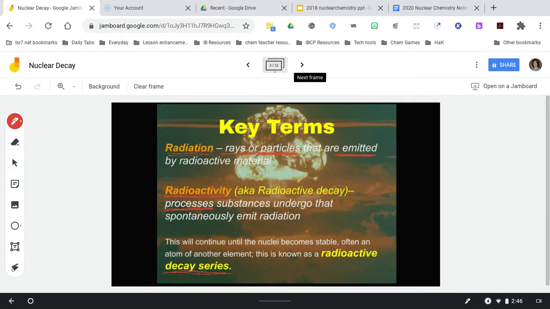So it doesn't decay all at once. It may have to happen in several steps. Sometimes that takes seconds. Sometimes it takes hundreds of years. It all depends on the element itself. Be sure that you have these definitions down on your note guide before you move forward to the next part of the lesson.